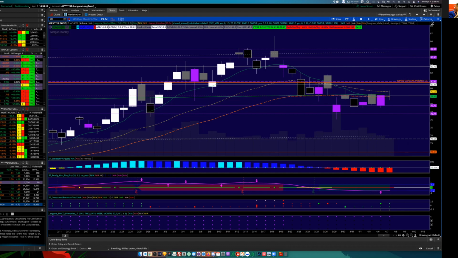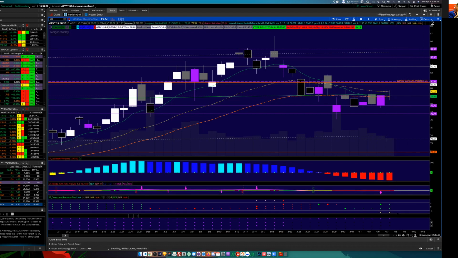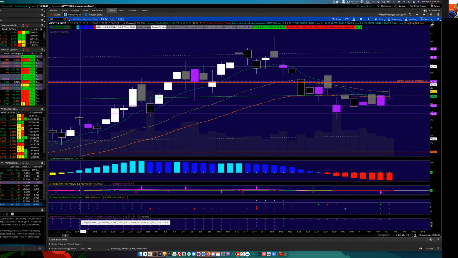We've got a squeeze firing slightly to the downside. This is an indicator that I created, a combined MACD indicator that shows whether the MACD is positive, neutral, or negatively aligned on multiple time frames. The time frames I have set, I believe, are the day, the 2-day, the week, and the month. So the 1-day MACD is positive.